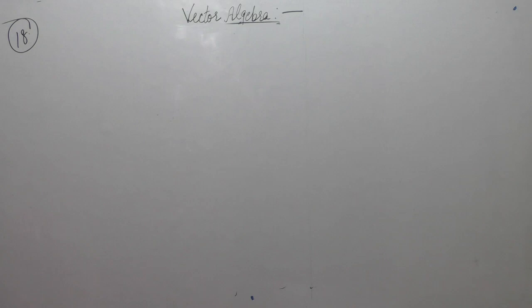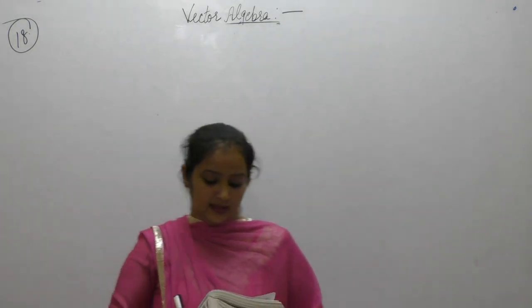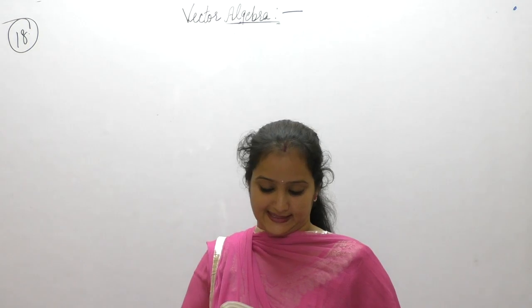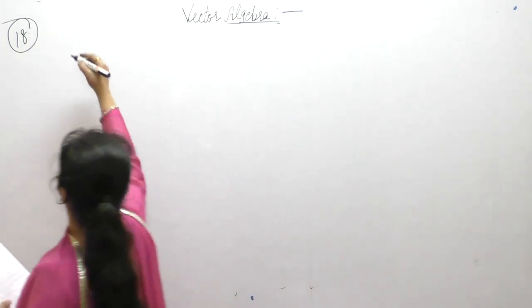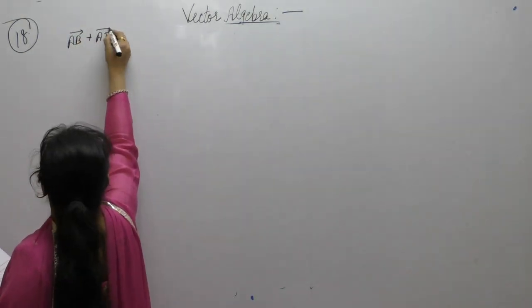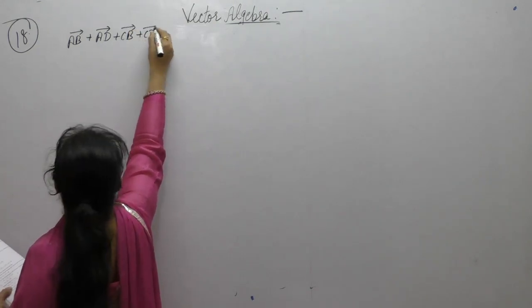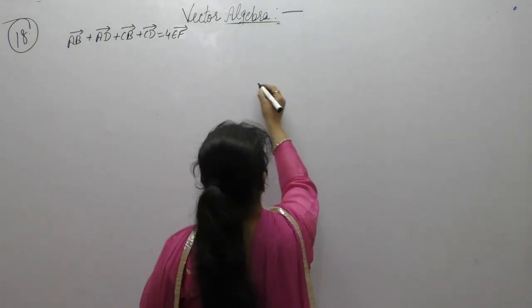Now next one, if ABCD is a quadrilateral and E and F are the midpoints of AC and BD respectively, prove that AB vector plus AD vector plus CB plus CD is equals to 4EF.